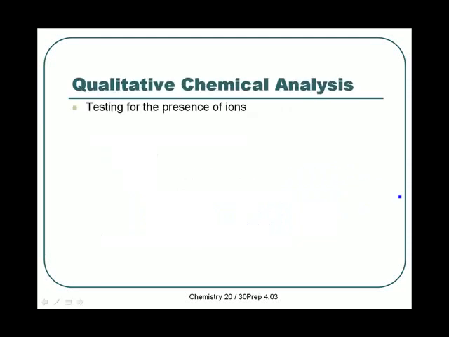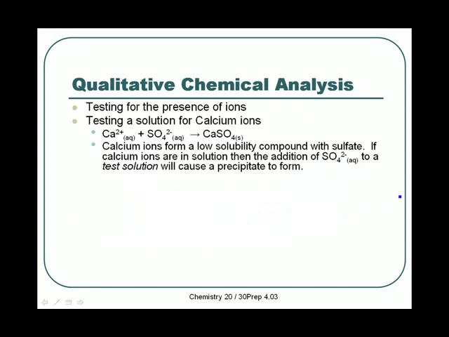So what we're going to be doing is testing for the presence of ions, by using reactions that we know produce a result. For example, if you want to find out if a solution has calcium ions, we know by looking at our solubility table that calcium and sulfate react to produce a solid. So we can add sulfate ions to a solution. If a precipitate forms, then we know we have calcium, because on our solubility table it says that calcium and sulfate form solid compounds.